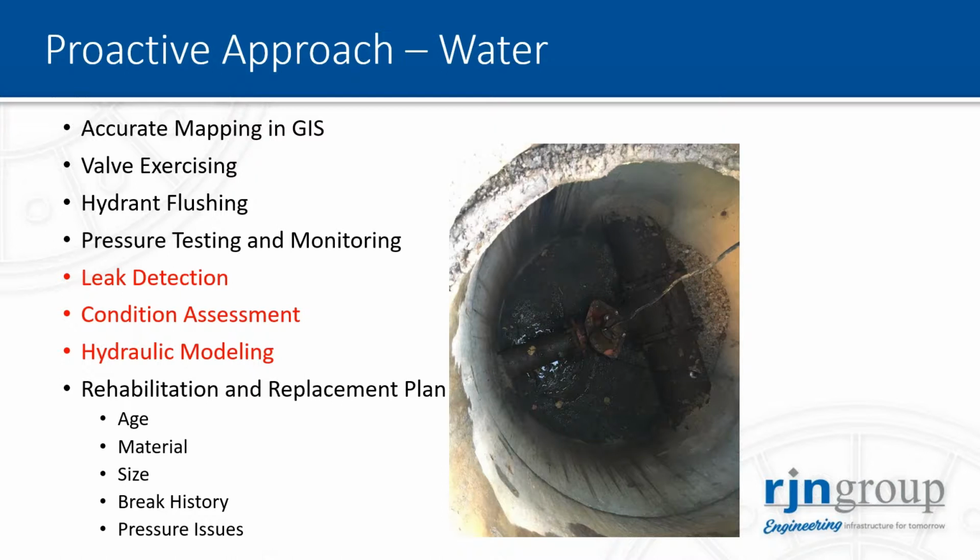For the most part, when you're doing rehabilitation or more frequently even replacement on your water mains, you're usually using one of these things: age, material, potentially size. If you've got some 4-inch that you're trying to upsize, for instance, it might be there. Oftentimes break history can be a key leading factor of what you want to focus on. But certainly if you're doing some modeling and you find some pressure issues within your system, that can be a reason as well to move forward with some replacement.